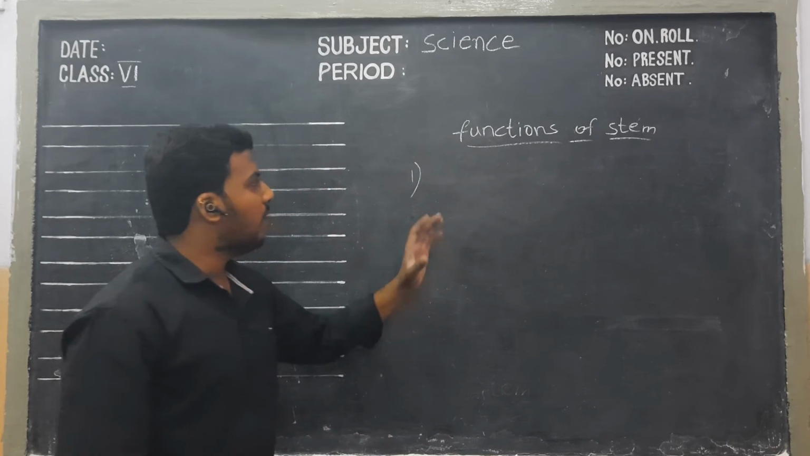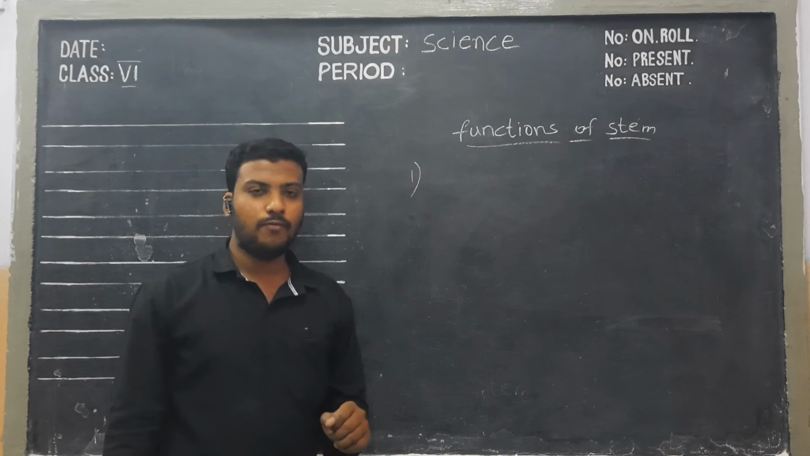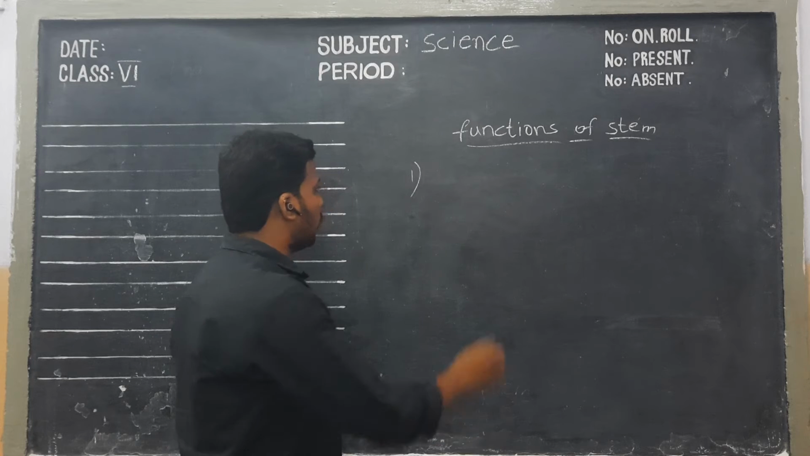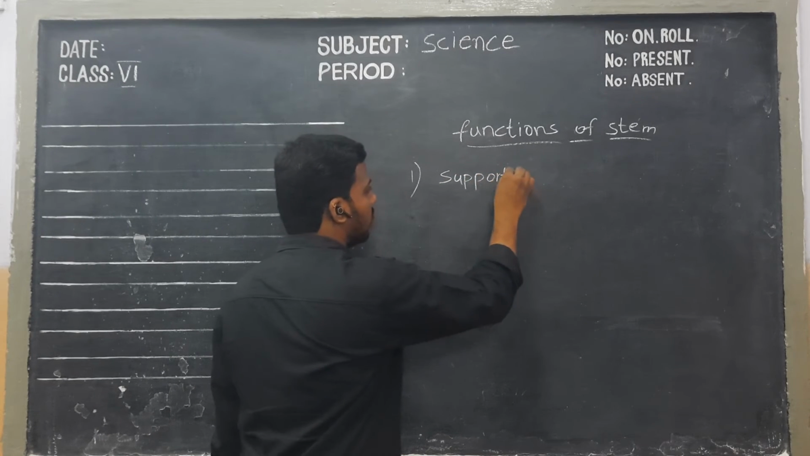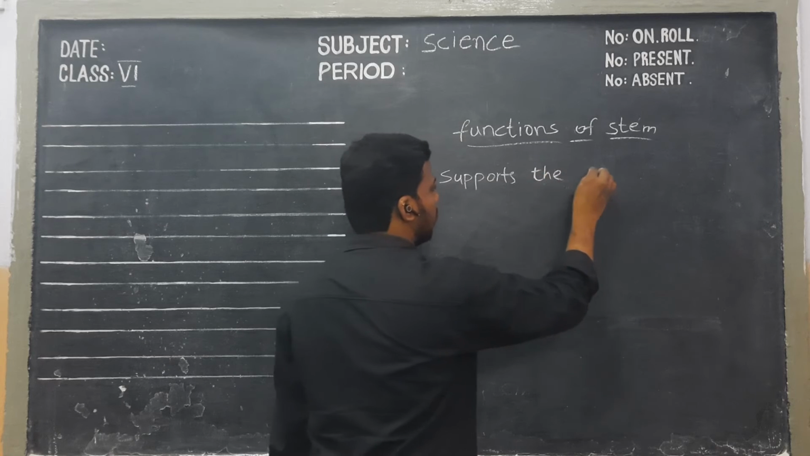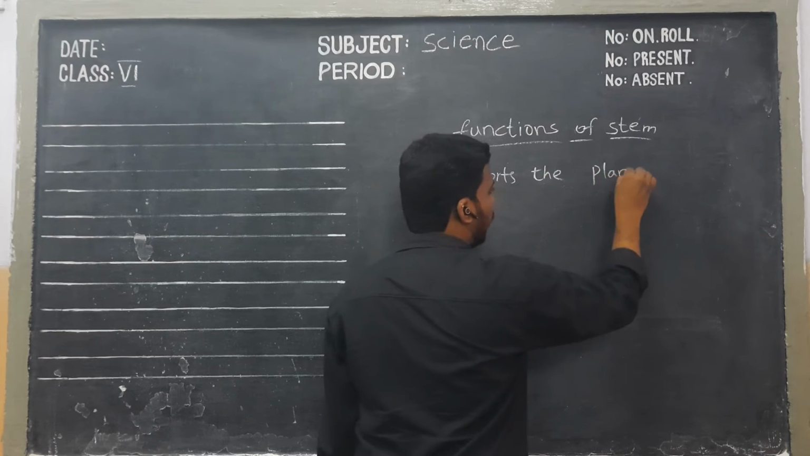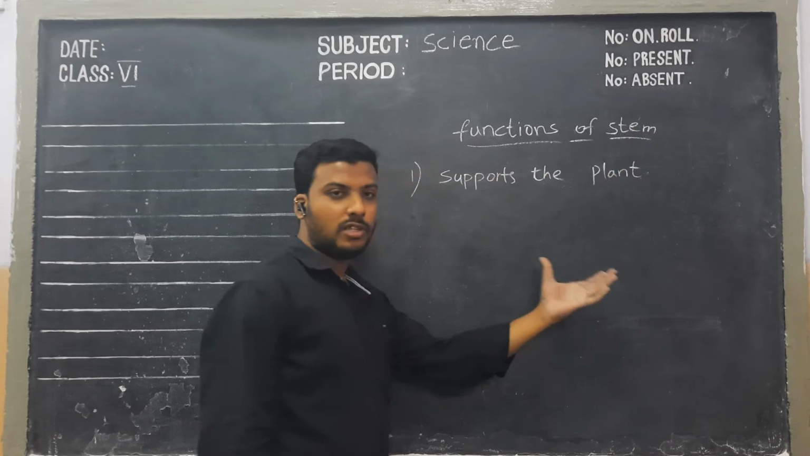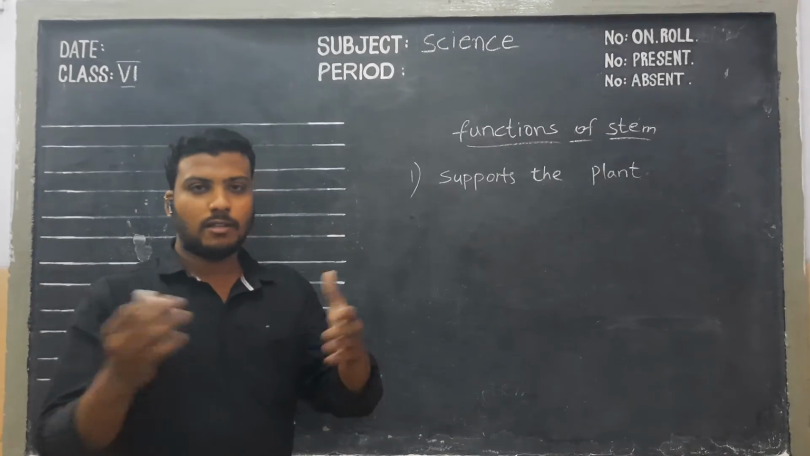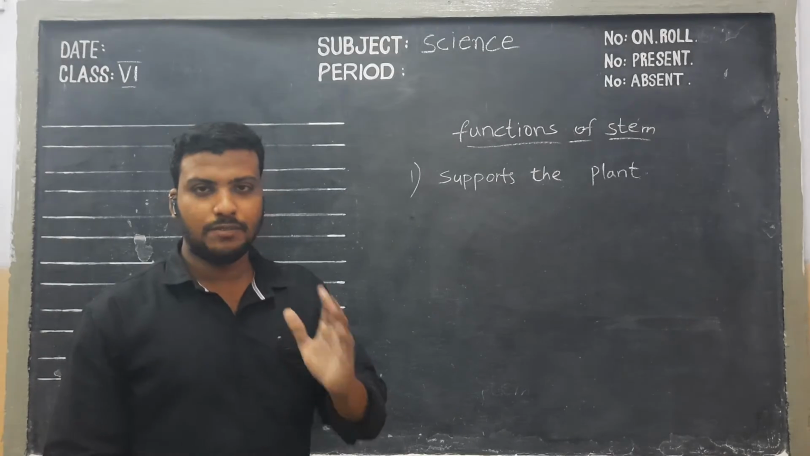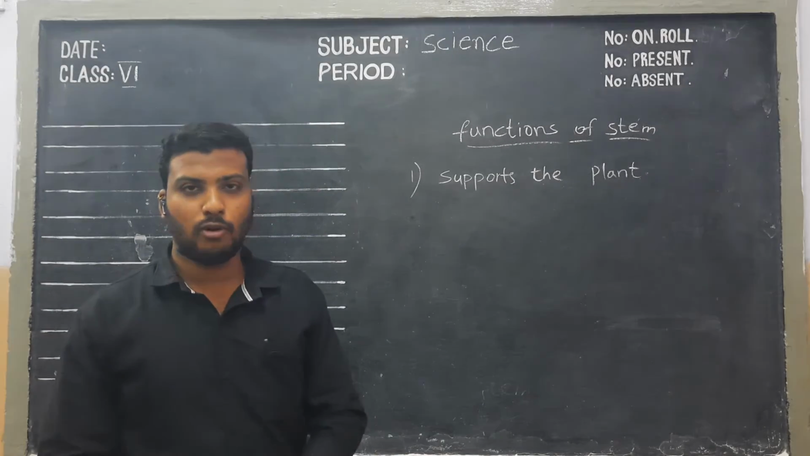Children, what is the main function? The main function of the stem: it supports the plant. In one word, you can say it supports the plant. Yes or no, children? Without the stem, where will the other parts grow? It is giving support to the entire plant body.